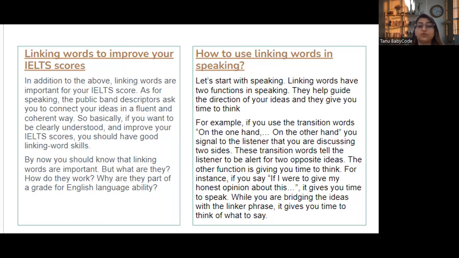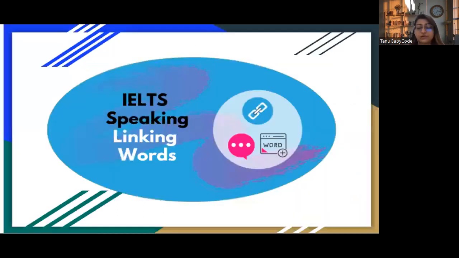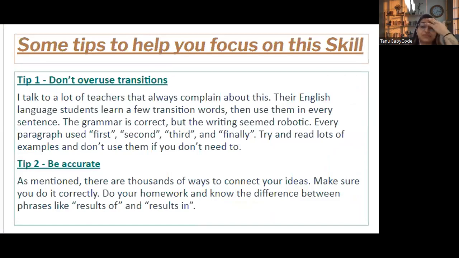Now, suppose you want to talk about something and the other function is giving you some time to think. Then what you can say is, if I were to give my honest opinion about this. That gives you time so that you can bridge your ideas. Coming to the point, you can use this linking phrase so that your time will be managed here. Now let's look at some of the linking words tips.